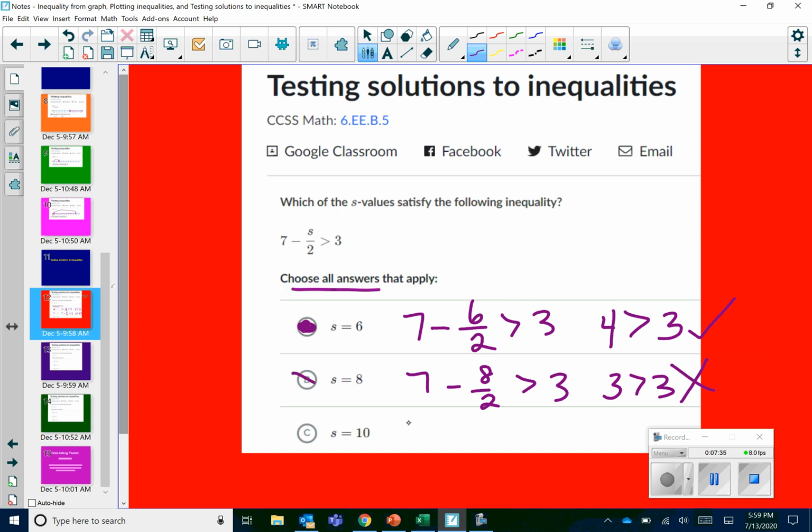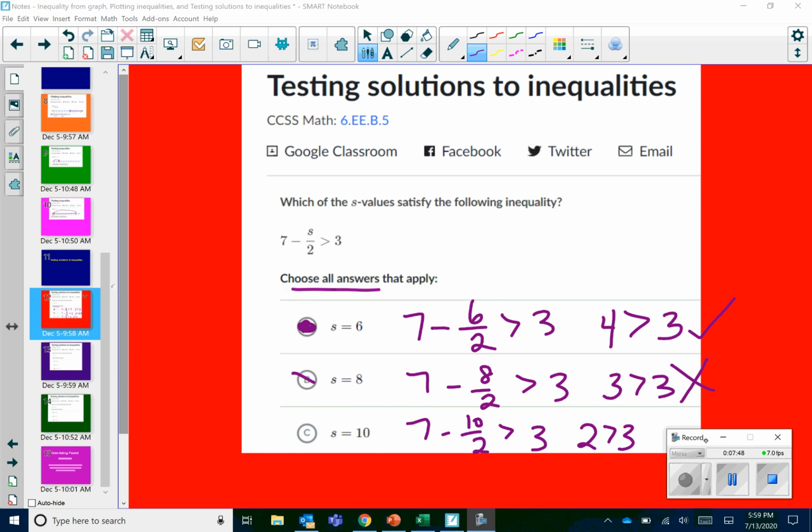Next, we're going to plug in 10. 7 minus 10 over 2 is greater than 3. 10 divided by 2 is 5, and 7 minus 5 is 2. Is 2 greater than 3? No. So this one would not work either. So the only correct answer choice here would be answer choice A.